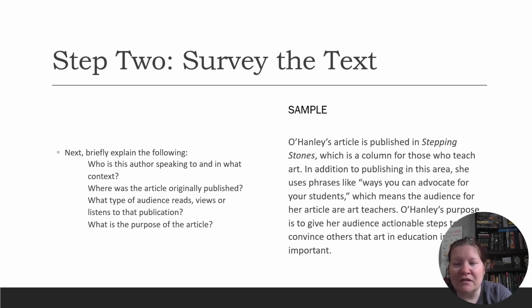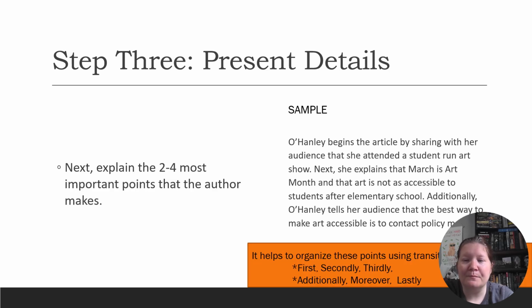You would want to have at least 2 to 3 elements in your survey stage so that your audience, who may not have ever read any of the articles, will have a little bit of an understanding of what kind of value this article might have.